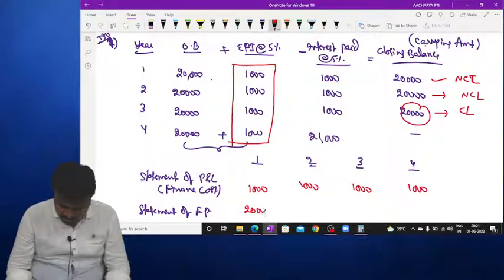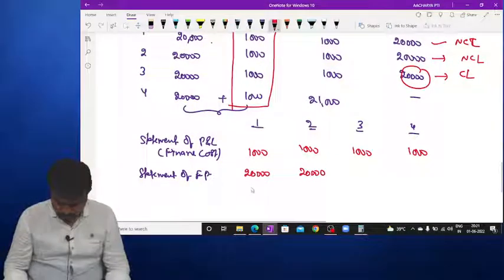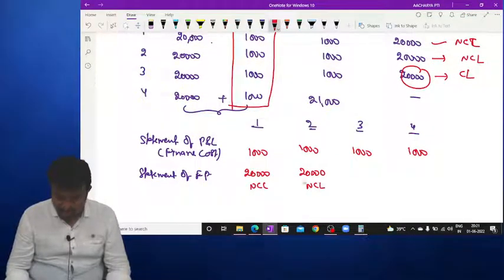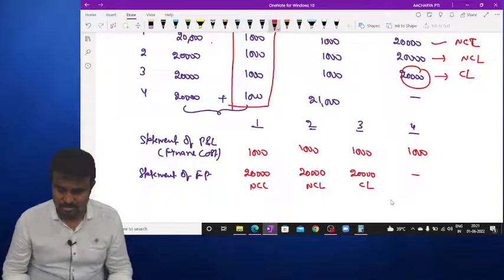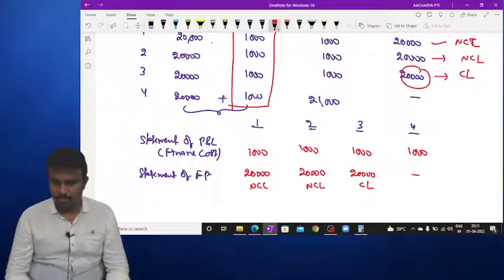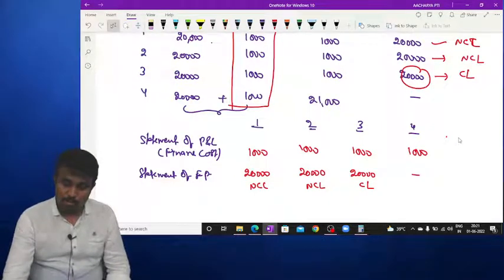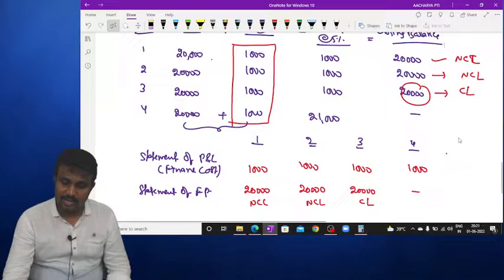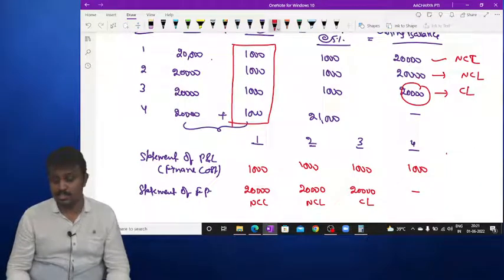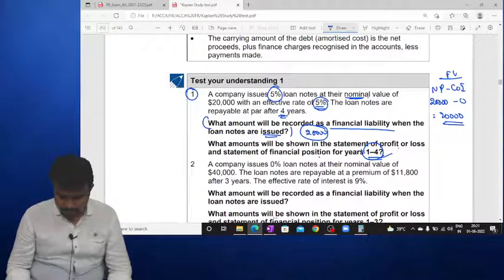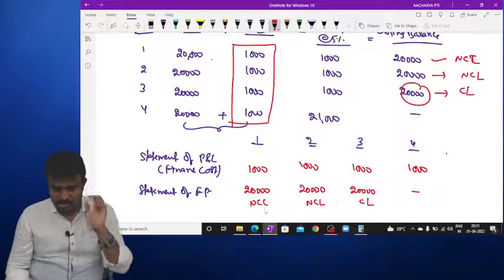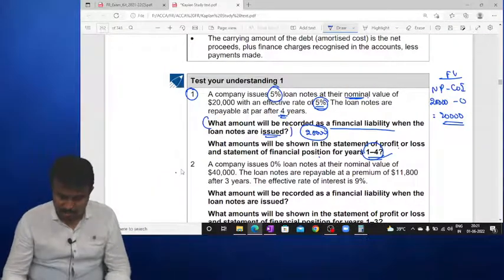So 20,000, 20,000. This is a non-current liability. This is also shown under non-current liability, but this is shown under what? Current liability. And in the 4th year, there is no balance. The amount is 0. Clear? So here the effective rate of interest and coupon rate both are same. Okay, this is the one. Clear? I hope you guys understood the concept of a financial liability.